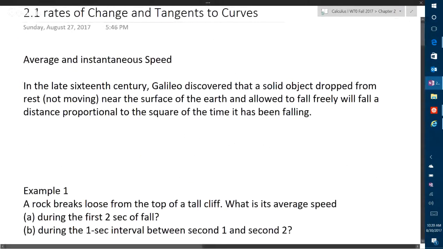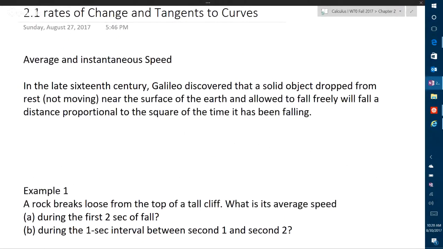All right, so in the late 16th century, Galileo discovered that a solid object dropped from rest, not moving, near the surface of the Earth. So all that means is like from right here, like if I was to drop it, not from orbit. Near the surface of the Earth and allowed to fall freely, it will fall a distance proportional to the square of the time it has been falling. Proportional implies that there's some type of constant involved here. So if we were to write this out, and I wouldn't expect you to be able to write this out on your own, that's why I'm going to give it to you.